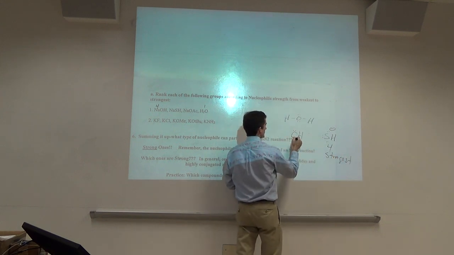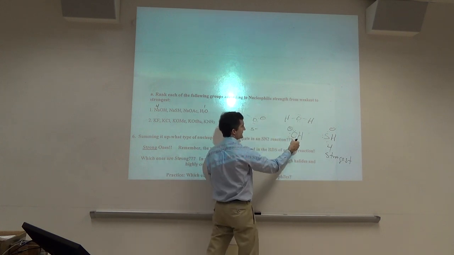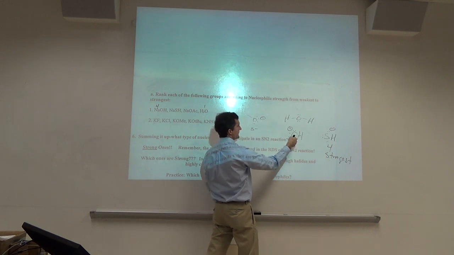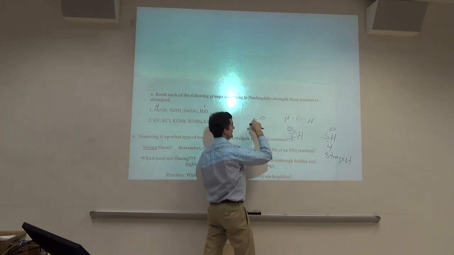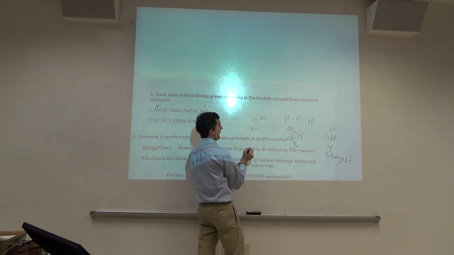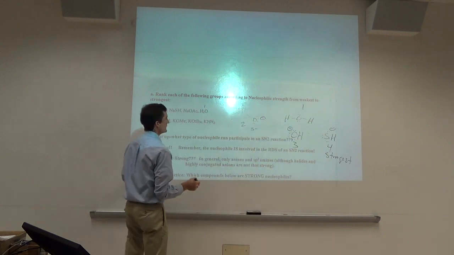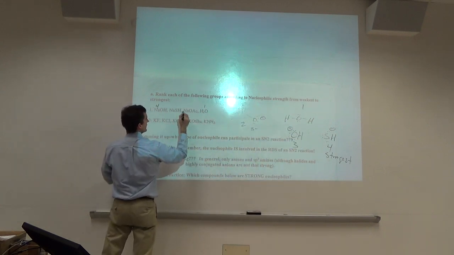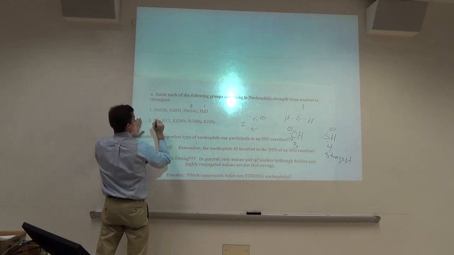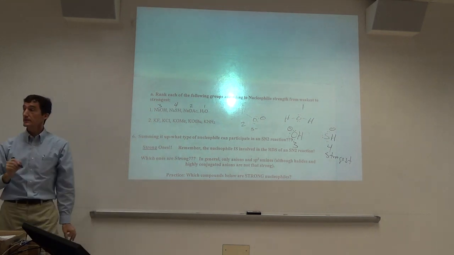Now what's next? Which is next stronger? This is stronger than that. Is this stronger than this? Yeah, because it's a full minus. That's a neutral. This is a partial minus. This should be 3. What's next? I said this was stronger than that, so that's 2, and that's 1. Is that right? 1, 2, 3, 4, with 4 being the strongest.